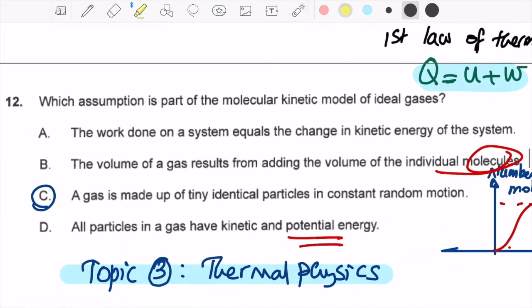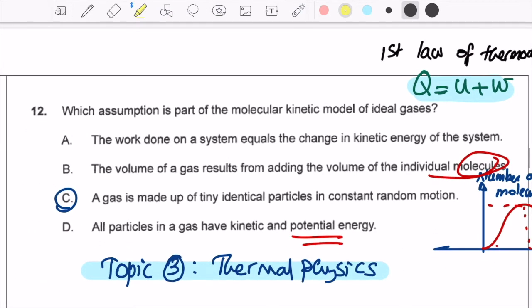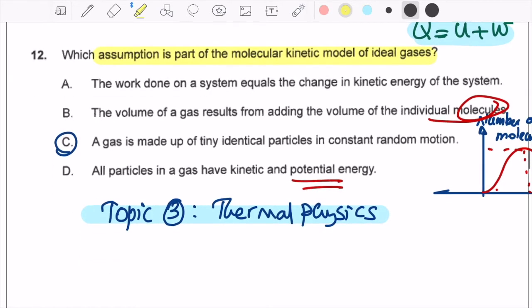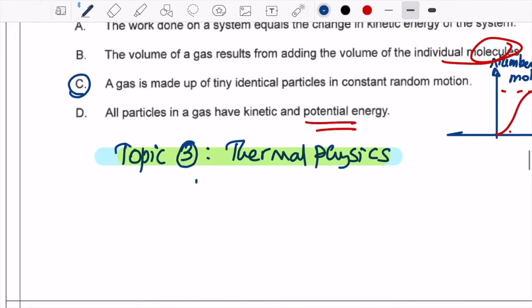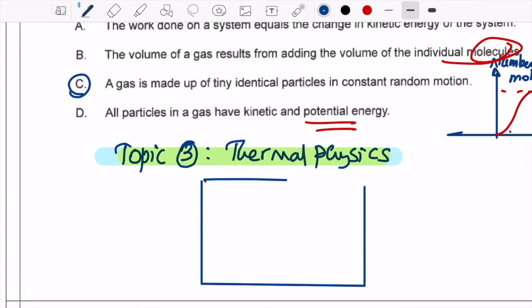Question number 12. They ask which assumption is part of the molecular kinetic model of ideal gases. Assumptions, like what is a molecule, this is also from topic number 3, thermal physics. Assumptions you should remember. How do we imagine an ideal gas? We imagine a big container with very small, relatively very small size molecules going in different directions at different speeds, completely random motion, right?